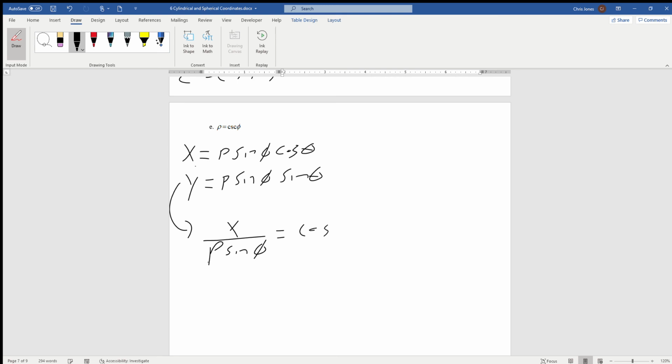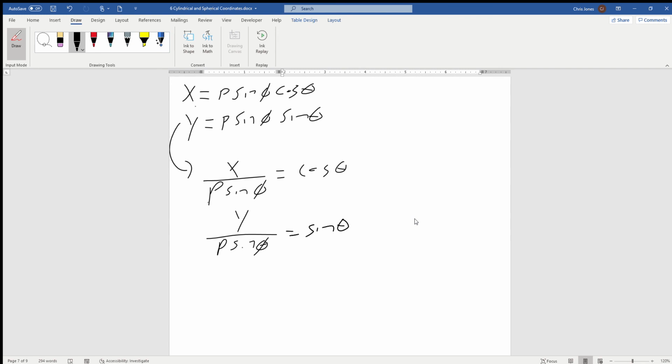So we have x over rho sine phi is equal to cos theta, and we have y over rho sine phi is equal to sine theta. Now I'm going to square both sides of both of these equations. Now we're getting really into the weeds of why would you even do this? It's one of those things where you just have to try something. And because we know that there's some relationship between cos squared and sine squared, maybe we can use these Pythagorean relationships.